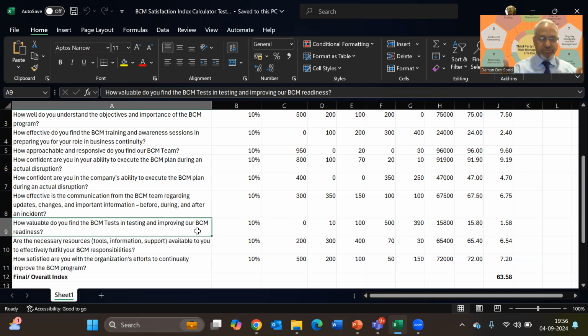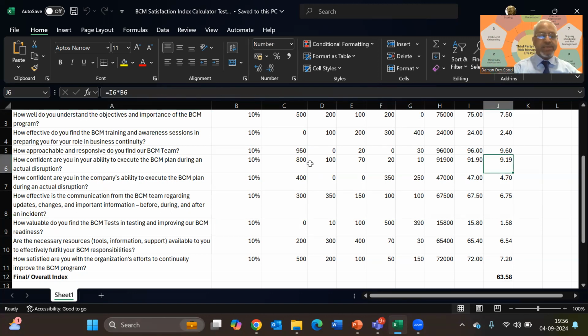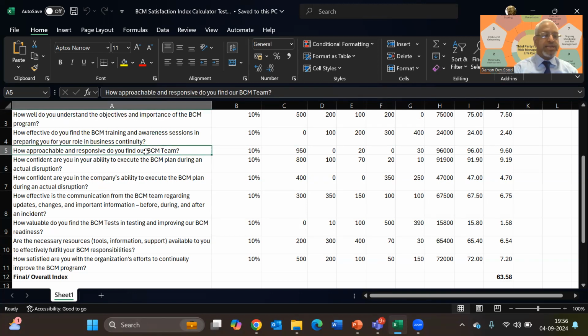Which means the action from this satisfaction survey, by calculating the index for you, is more focus on tests, more focus on telling people about the tests, or focus on involving more people in the test, or conducting better tests. Better means more coverage, more complexity. While you are good at 9.6, 9.19 on these areas, like how approachable and responsive do you find your BCM team? So continue. No change required here.